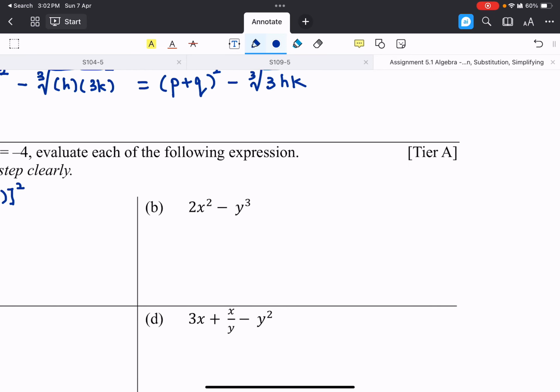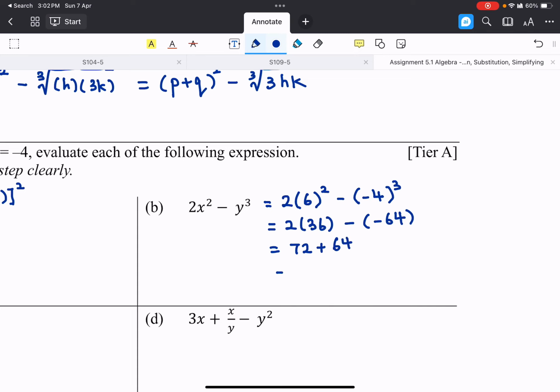we have 2x squared minus y cubed. Same manner, 2, and x in this case is 6 squared, minus negative 4 cubed. So we resolve this. This will be 2 multiplied by 36 minus, this will be negative 64, right? So 2 times 36 is 72. Minus a negative is a plus. That gives us plus 64, resulting in the final result of 136.